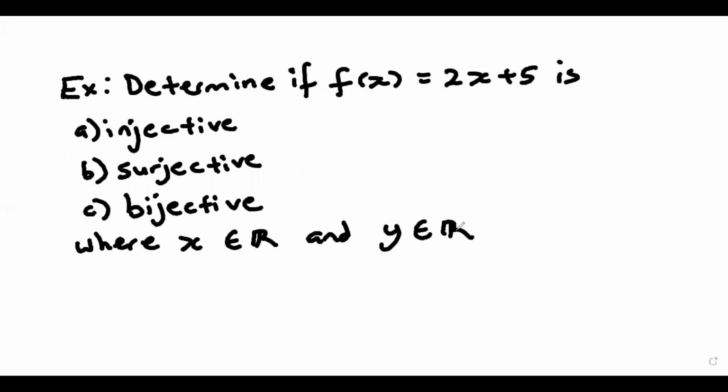All right, so let's say we have this question here. Determine if f of x is equal to 2x plus 5 is injective, surjective, bijective, where x is in real and y is in real. Your answer would probably be totally different if x was just in the set of integers or in the set of positive integers. So you have to focus on what are real numbers so that you can answer the question effectively. So let's try to see if it is injective.